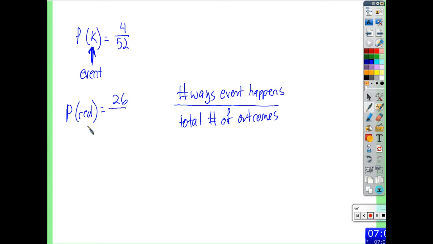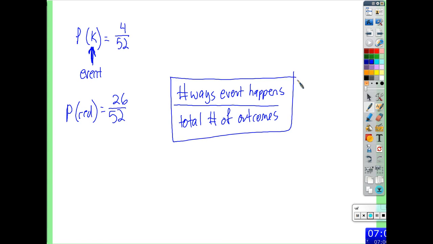And we can easily count them. There's 13 hearts, 13 diamonds. Those are all the red cards. It's a total of 26 out of 52. 52 is the total number of outcomes. The outcomes would be all the specific cards that I could possibly pick.